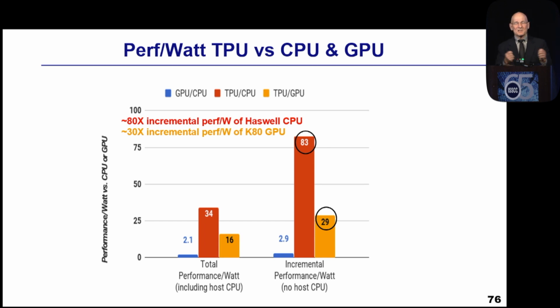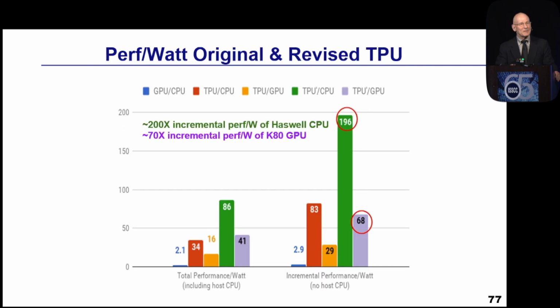Now remember I said it was an emergency project and they just used standard DDR3 interfaces, whereas the GPU has the graphics GDDR5 interfaces, which is much faster. So a natural question is, suppose we'd had the time to be able to use the GDDR5 memory instead, what would have happened to the results? And it would be kind of astronomical. The TPU would have been a factor of 200 times the performance per watt of the CPU and a factor of 70 times the performance per watt of the GPU.